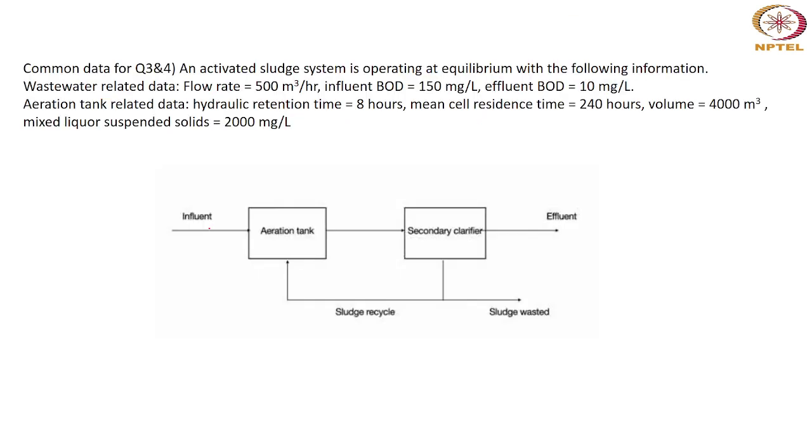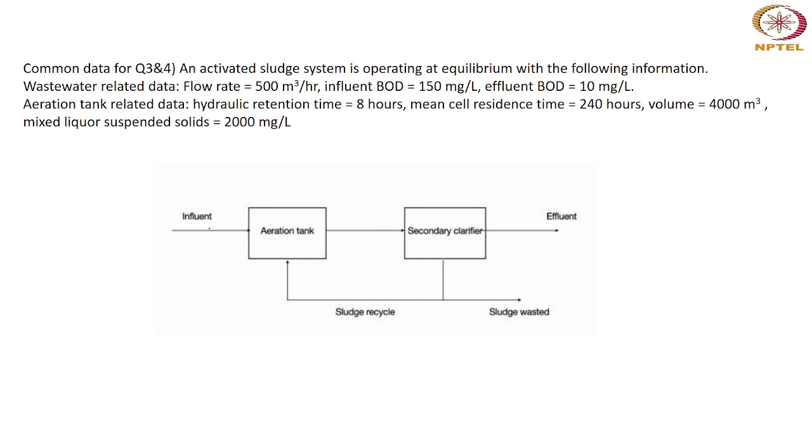Now the next question, again related to activated sludge system, is in equilibrium, and there is the following information. Again, common data question. Flow rate 500 meter cube per hour. Influent BOD is 150 mg per liter. Effluent BOD is 10 mg per liter. Aeration tank related data is given as hydraulic retention time HRT 8 hours, mean cell residence time as 240 hours, volume as 4000 meter cube, then MLSS as 2000 mg per liter.